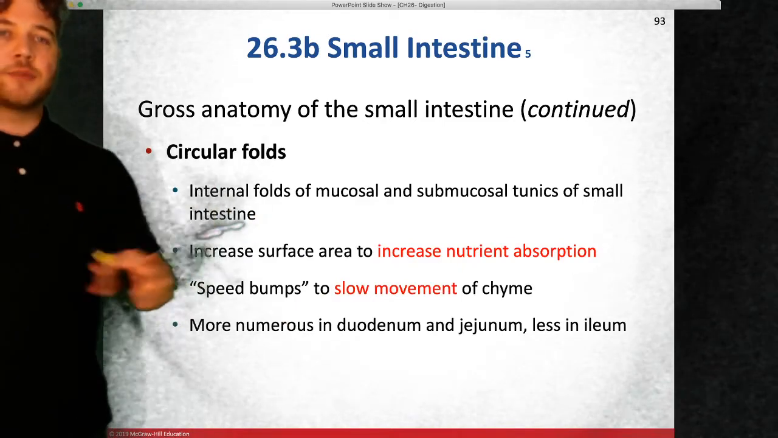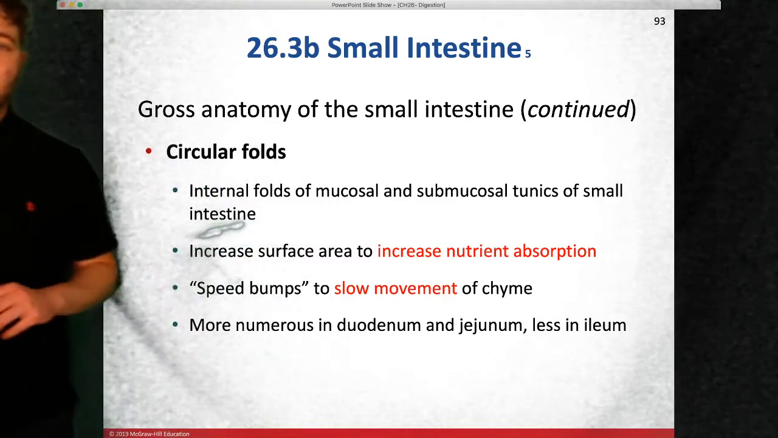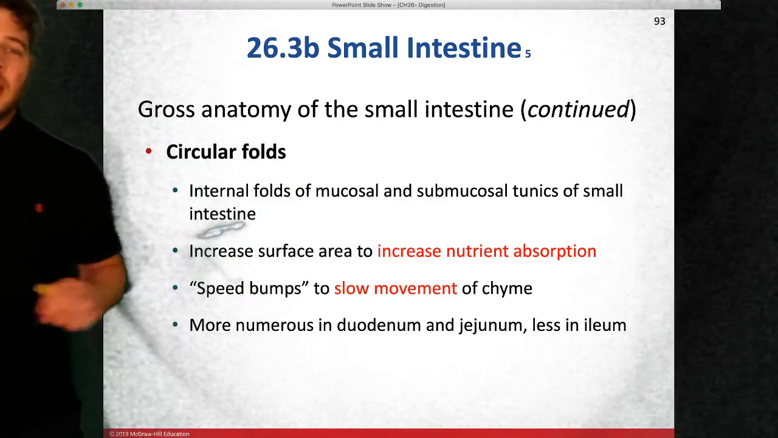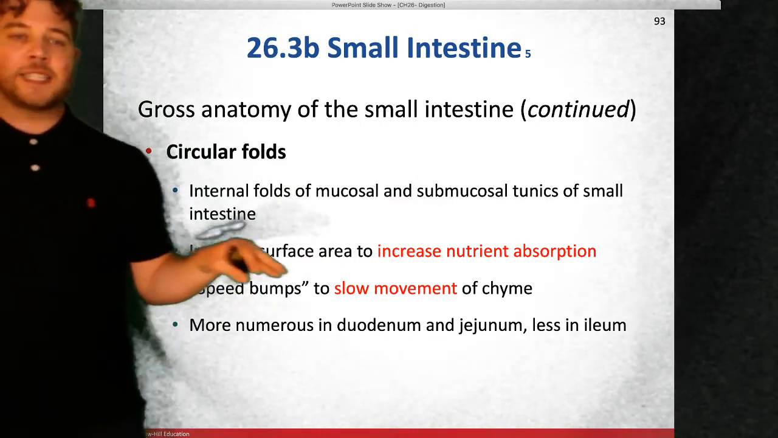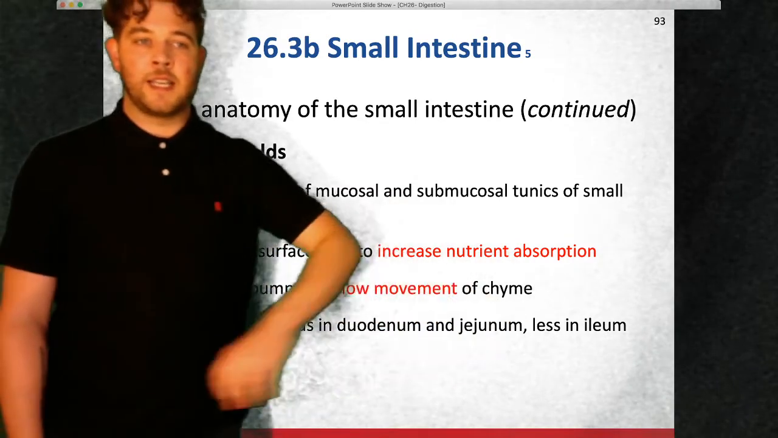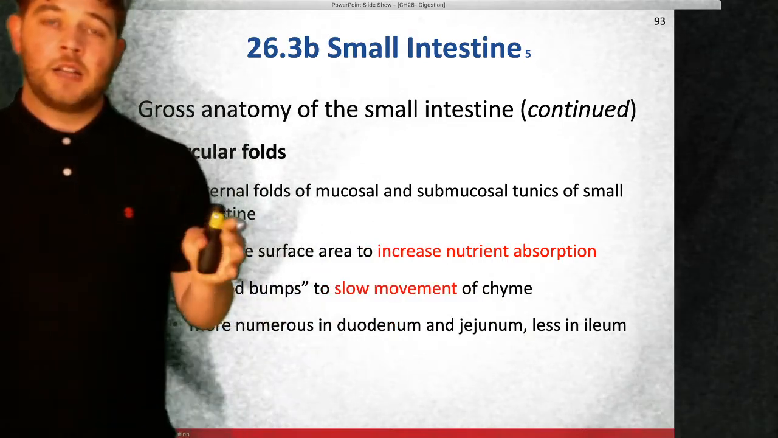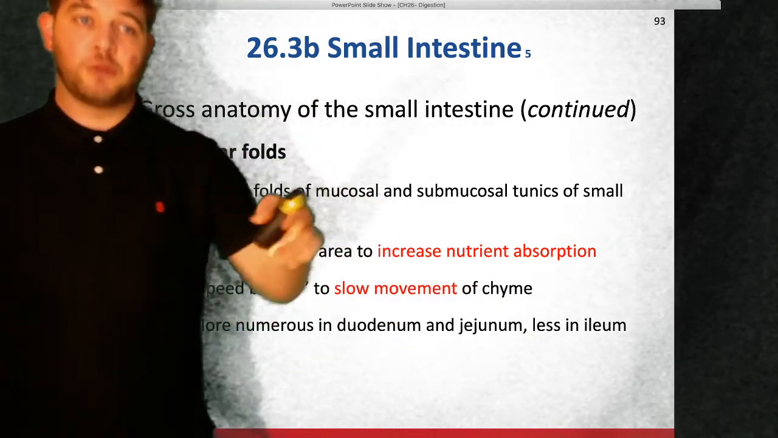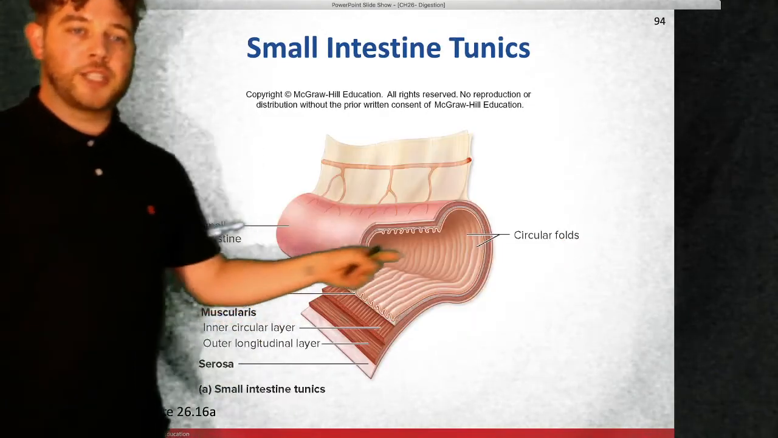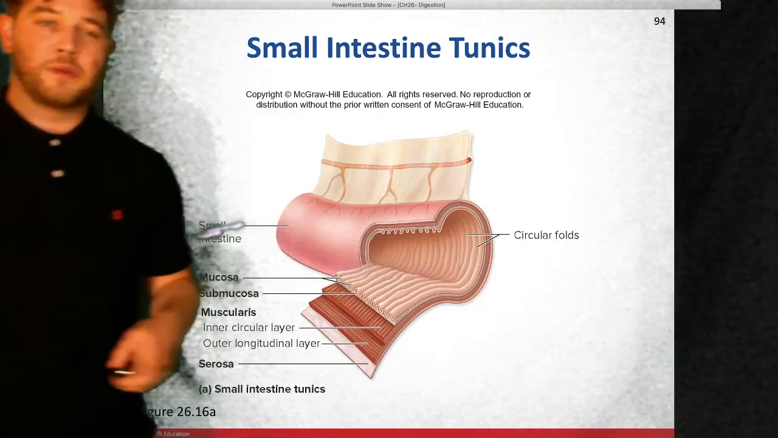Inside of your intestine on the mucosa are these internal folds of the mucosa and submucosa tunics. They increase surface area to increase nutrient absorption, and they also slow the movement of chyme by acting as speed bumps. They're more numerous in the duodenum and the jejunum, and then less in the ileum. And these are macroscopic. These are not microscopic, like the microvilli, or even villi. These are actual folds that you can see. You can actually see these folds and ridges. So they're going to increase the surface area, and they're going to slow the movement of chyme.